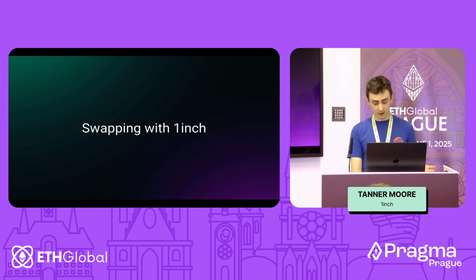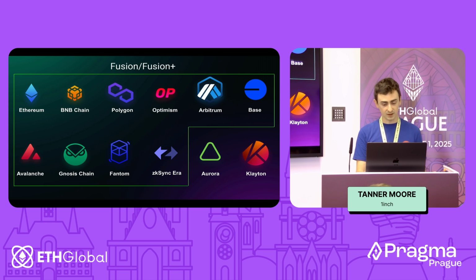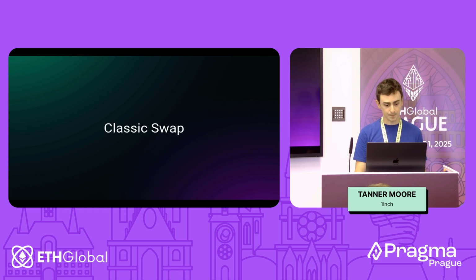So swapping with 1inch. Our Classic Swap is currently available on 12 different chains, and our Fusion and Fusion Plus modes are available on 10 of those chains. Just Aurora and Klaytn are not supported with Fusion and Fusion Plus. And most recently, we also added Fusion support for Solana. So we're finally venturing out past the EVM bounds, and we'll talk a little bit more about that with the bounties later on in the presentation.